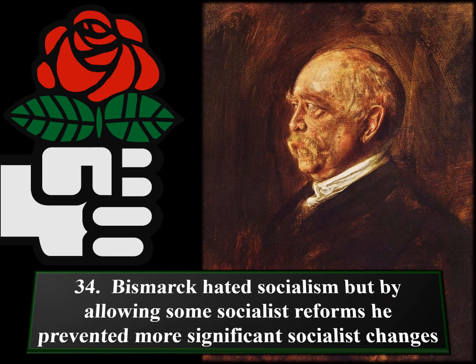Bismarck hated socialism, but by allowing some socialist reforms like old age pensions, like universal health care, he prevented more significant socialist changes and again outmaneuvered the traditional socialists, making it so they didn't have anything to rebel about. Embracing some socialist reforms allowed for his other conservative agendas to be able to remain in place.